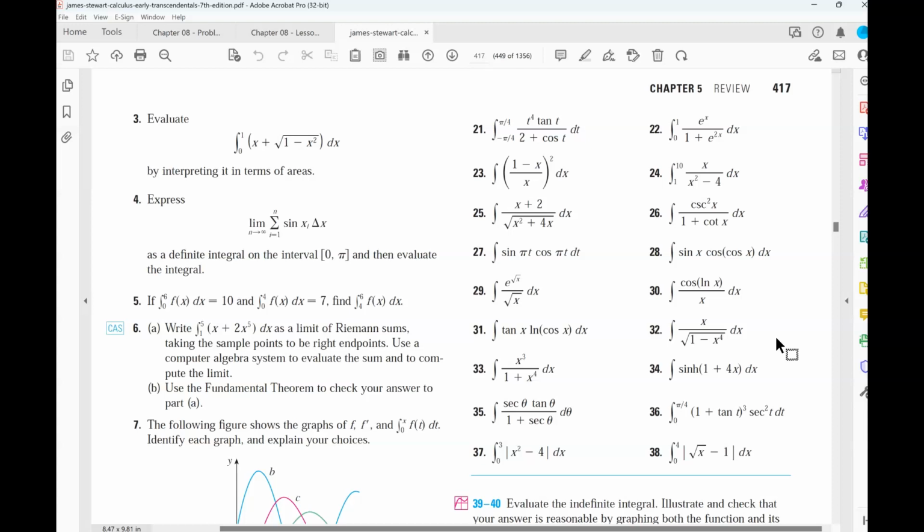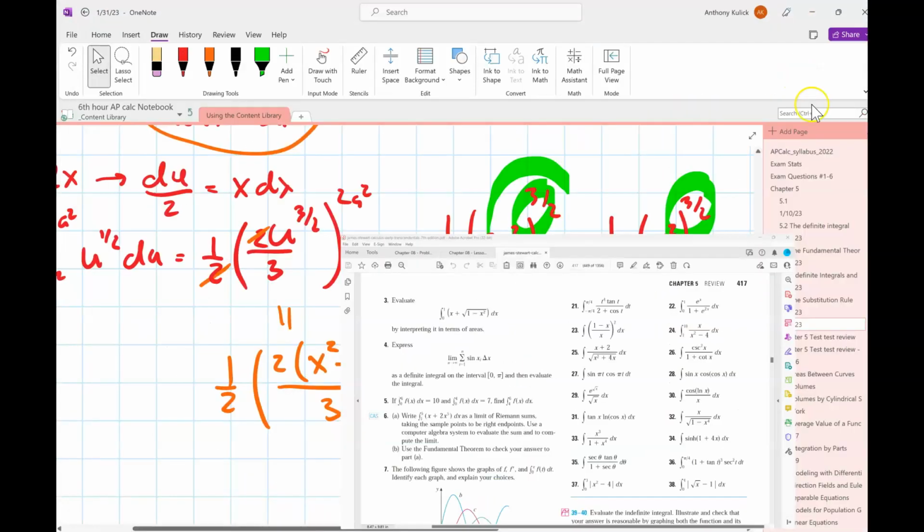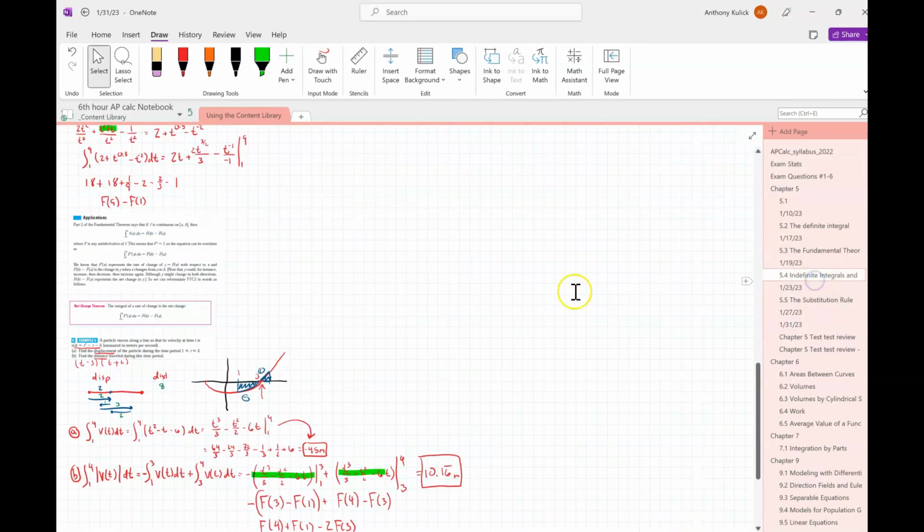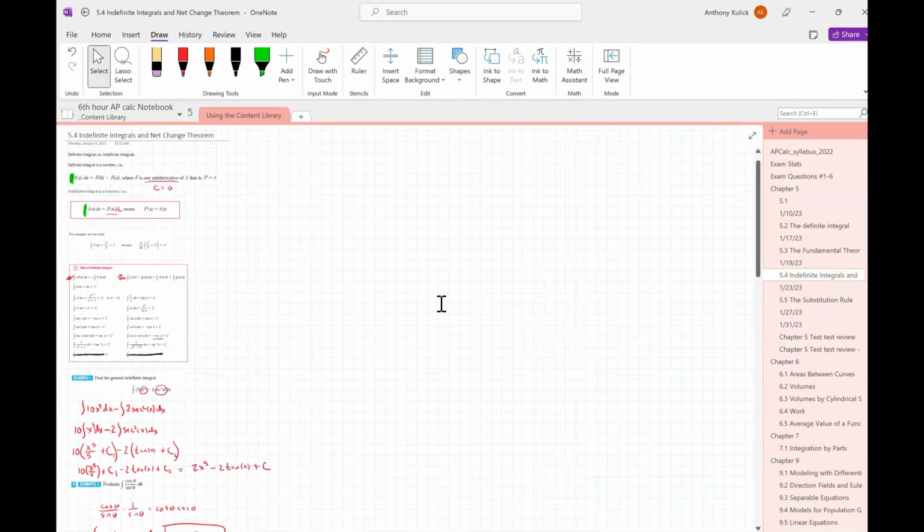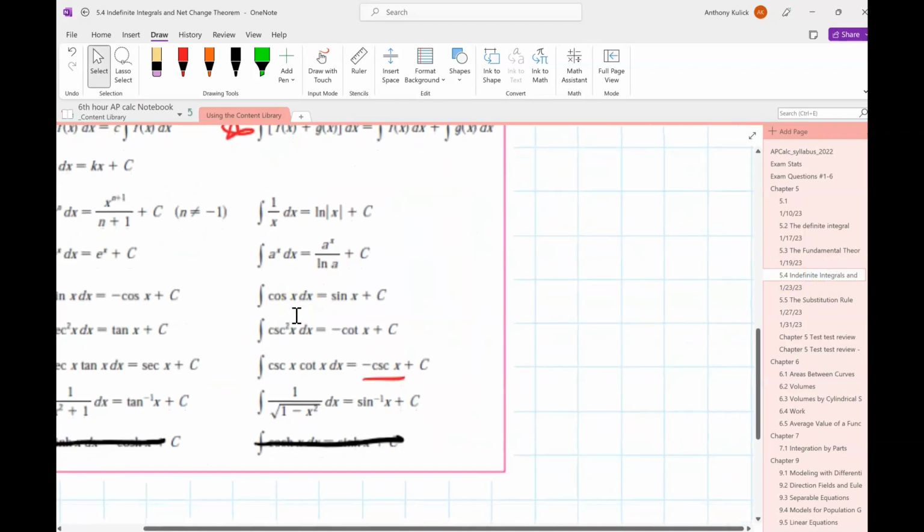Am I going to need to know every trig identity for this test? No, but you do need to know all your derivative rules, or antiderivative rules, for the test. Just the ones in the book. Okay, I have flashcards.